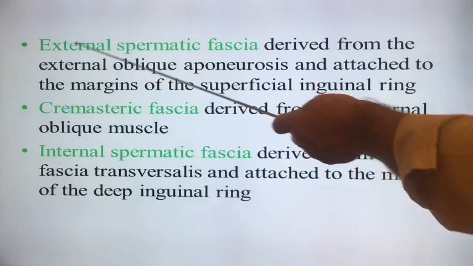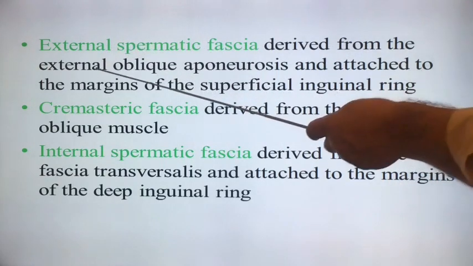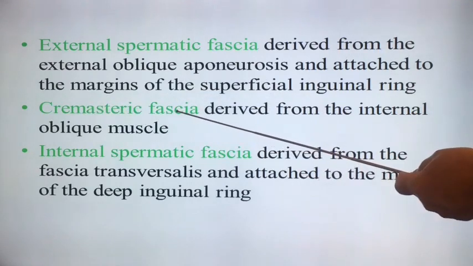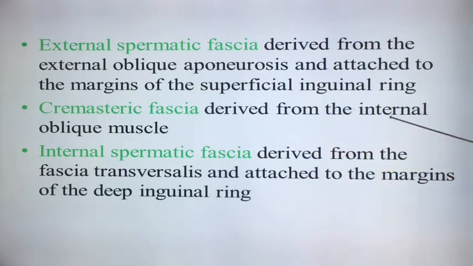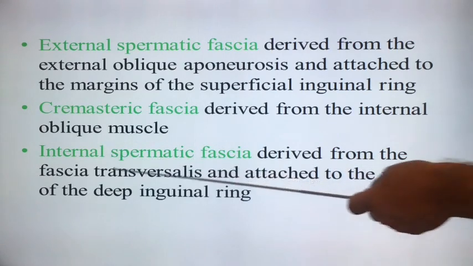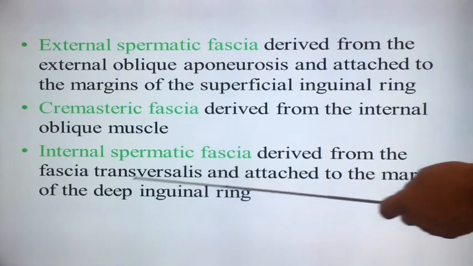They form the external spermatic fascia derived from the external oblique aponeurosis, the cremasteric fascia derived from internal oblique, and the internal spermatic fascia derived from fascia transversalis and attached to the margin of the deep ring.